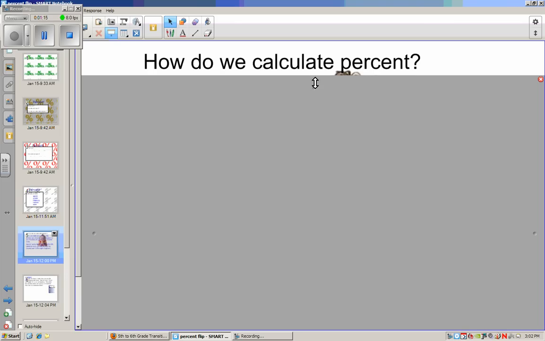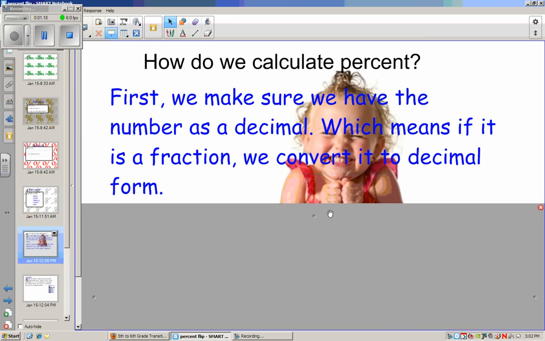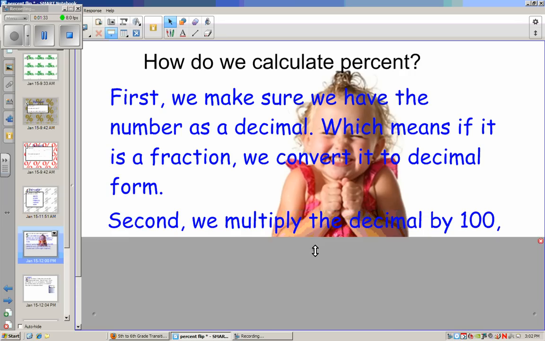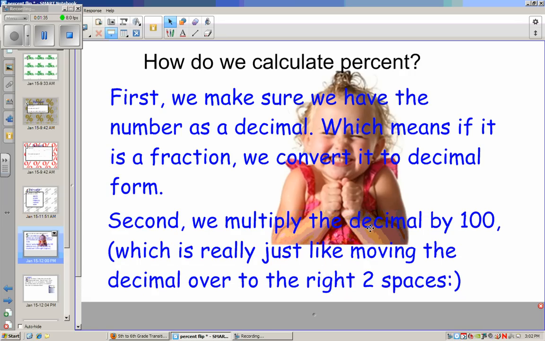Here's the big one. How do we calculate percent? Well, there's two main steps. The first step is we make sure we have the number as a decimal, which means if it's a fraction, we're going to convert it to a decimal form, which of course we know how to do now. The second step after we have it as a decimal is we're going to multiply that decimal number by 100, which really is just moving the decimal over to the right two spaces. And that final number we have after we do that is our percent. So that's how we figure it out.